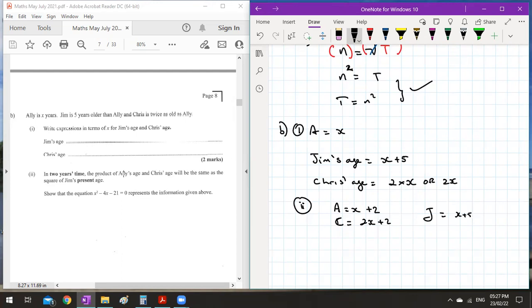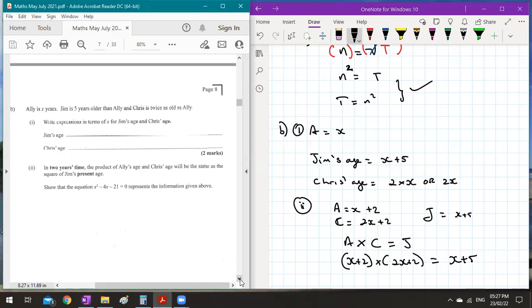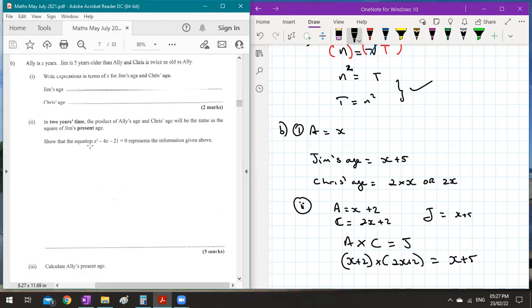Now, the question says the product of Ali and Chris. So Ali multiplied by Chris is equal to Jim in this case. So x plus 2 multiplied by 2x plus 2. Right? So Ali is x plus 2 and Chris is 2x plus 2, and that is equal to Jim's current age, x plus 5. Now, show that the equation will represent the information.